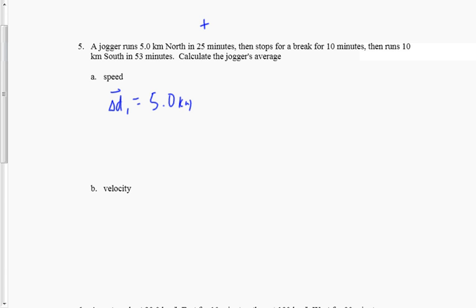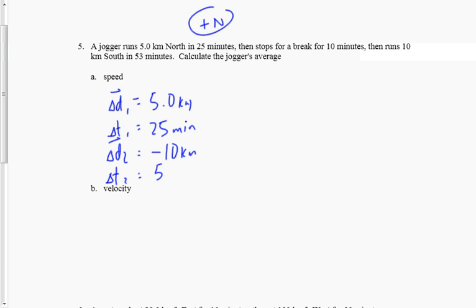We're going to say the first displacement here, D1, is 5.0 kilometers. And we're going to define north as positive, so it's going to be positive 5.0. Now T1, the time interval for that 5 kilometer run is 25 minutes. D2, the second displacement, it's a displacement as well, right? Is going to be 10 kilometers, but it's to the south, so we'll make it negative, and the time there is 53 minutes. Delta T2, 53 minutes.